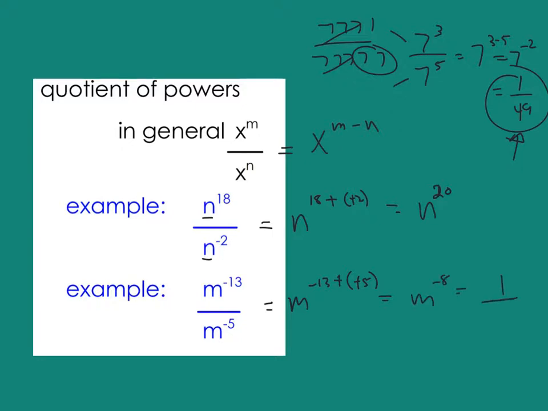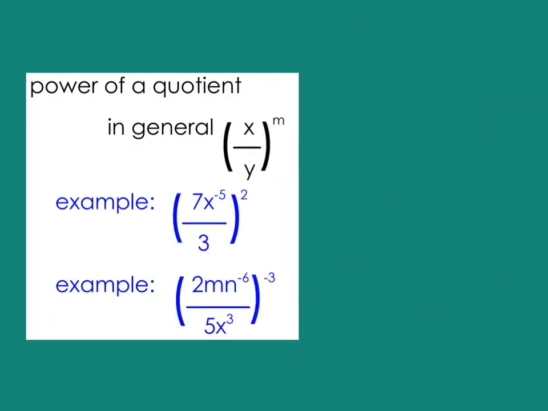Can't leave the negative in the numerator. We're going to shift that down. All set. 1 over m to the 8th. And just as we had the power of the product, we're going to have the power of the quotient. Essentially the same gig. Again, intuition tells me that I'm just going to apply the power to both the numerator and the denominator in the quotient. And then simplify anything if there is anything.